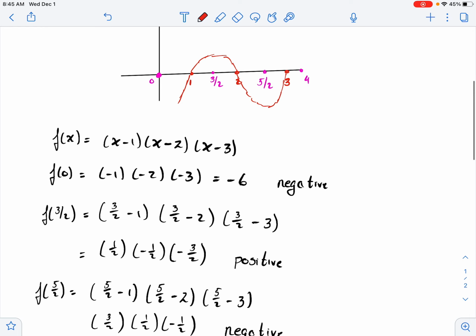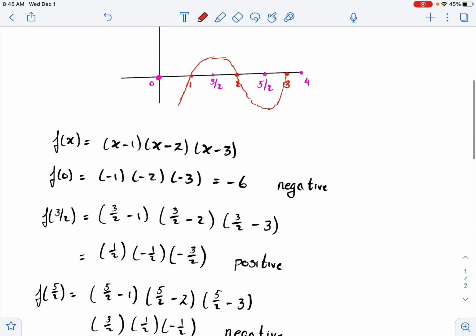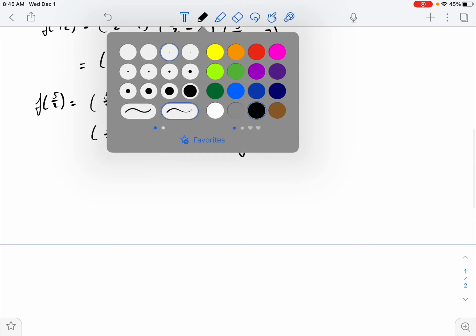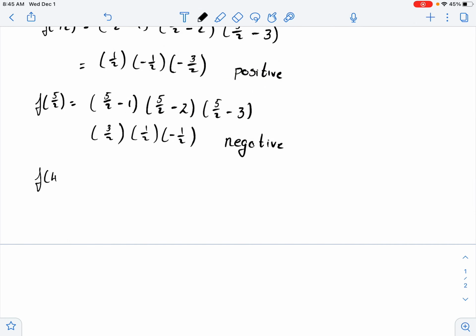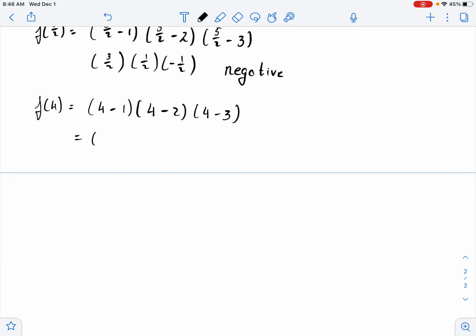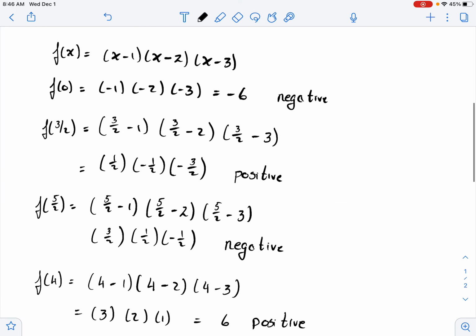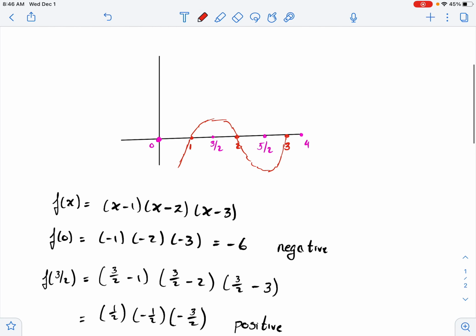Finally, I will take one more value to the right of 3: f of 4. That is 4 minus 1 times 4 minus 2 times 4 minus 3. So I'm getting 3 times 2 times 1, and that's 6, which is positive. And so my function is positive over here, which means it is going to go up and be positive to the right of 3.